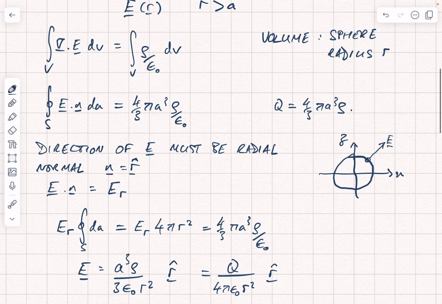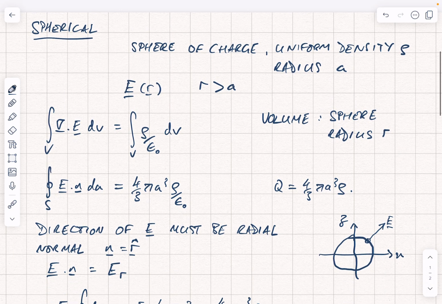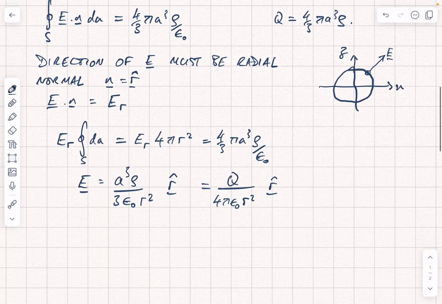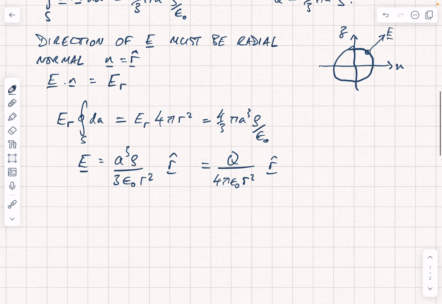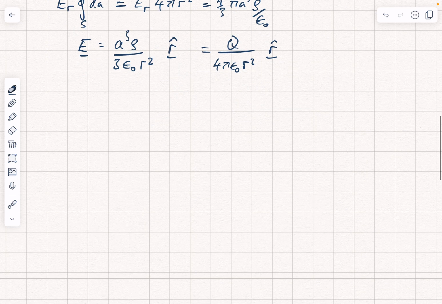So that was a slow and careful introduction to the spherical symmetry. We could have made the charge density depend on the radius, for instance, but that would only have changed the integral. And in this case, if we wanted to calculate the electric field inside the sphere, then we would simply have to replace the a cubed with an r cubed, and so that would change the overall shape. Let's move on to the plane.